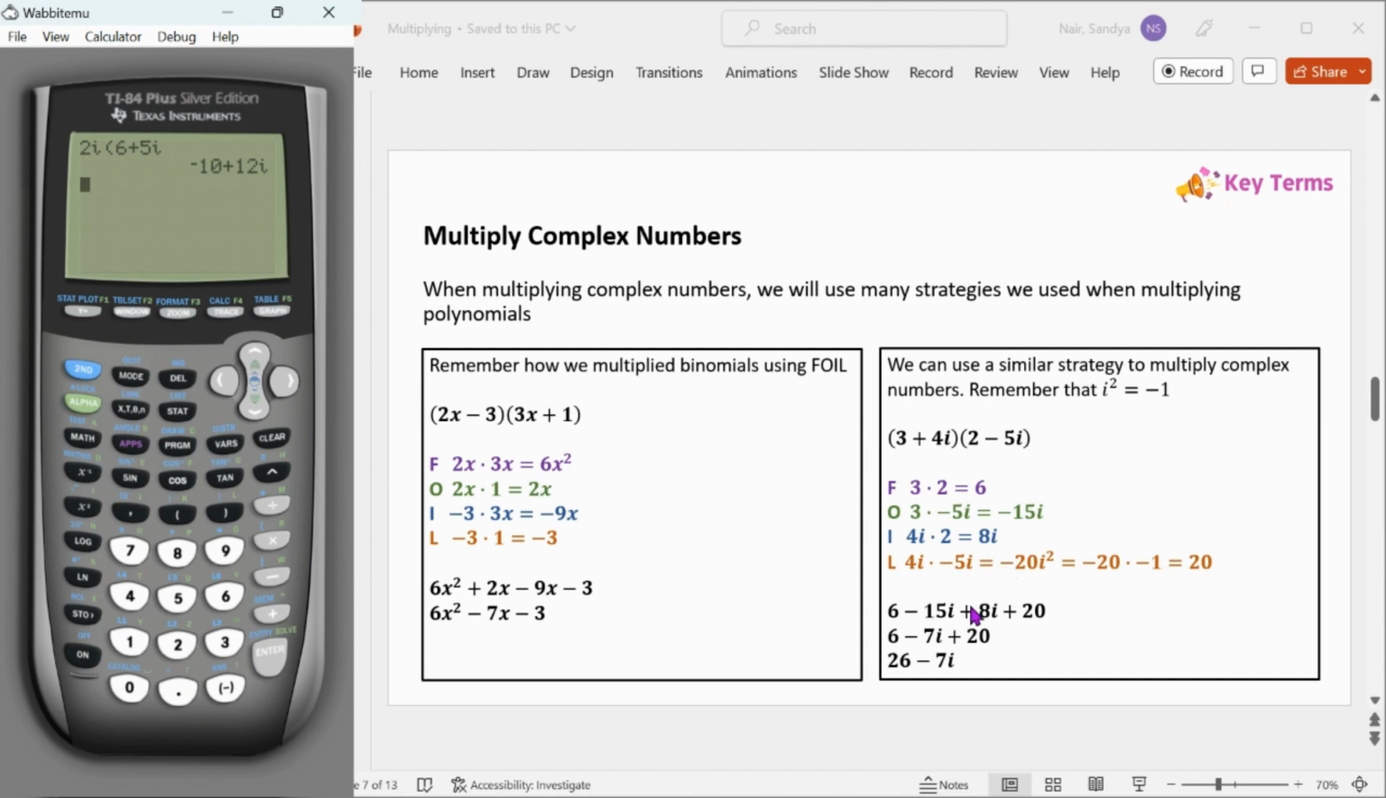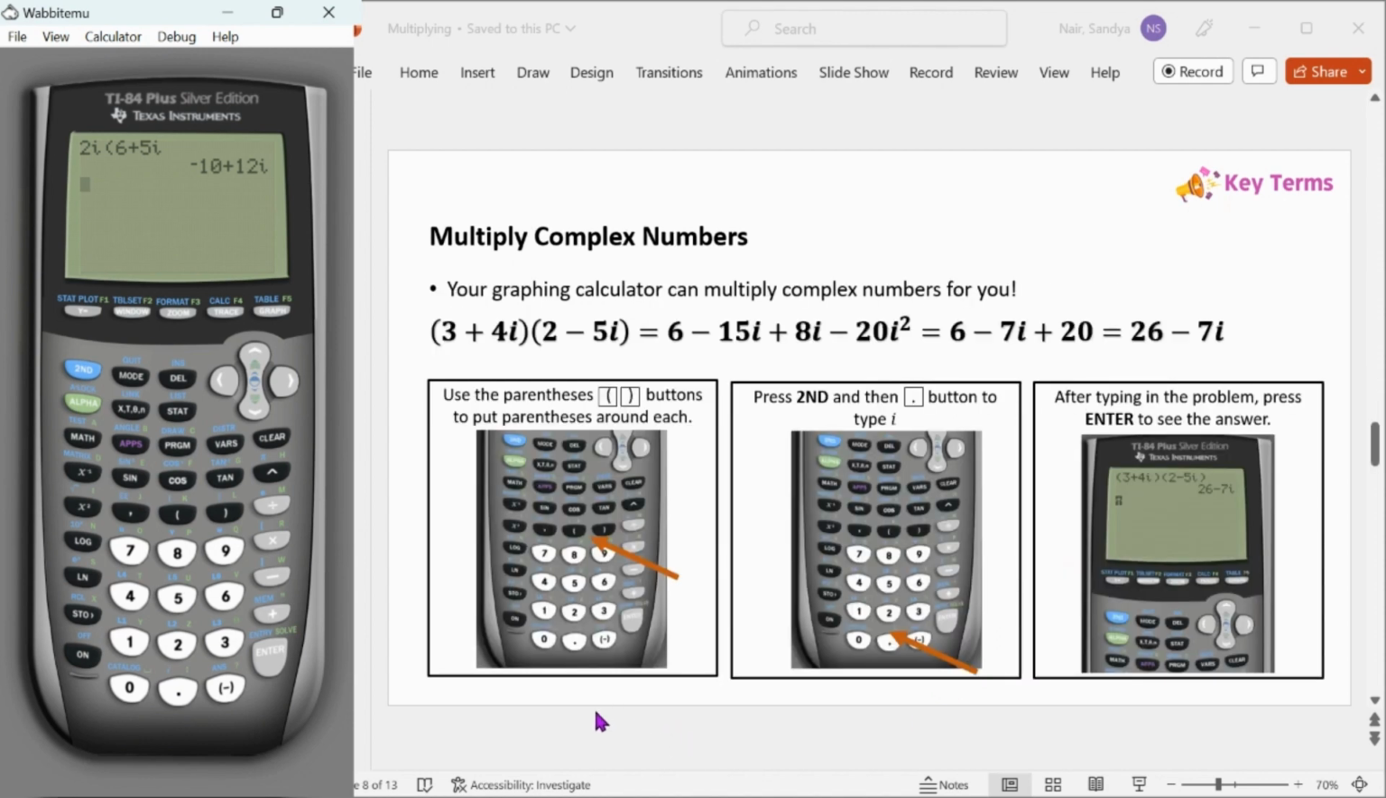Notice that now when we add up all our terms, we have 6 minus 15i plus 8i plus 20. Well, we can combine now our like terms because -15i plus 8i is going to be -7i. And then we have 6 and 20 that are also like terms, so that gives us 26 minus 7i. Remember, you can always use your graphing calculator to do these problems also. So if we do 3 plus 4i times 2 minus 5i, we get the same answer, 26 minus 7i.